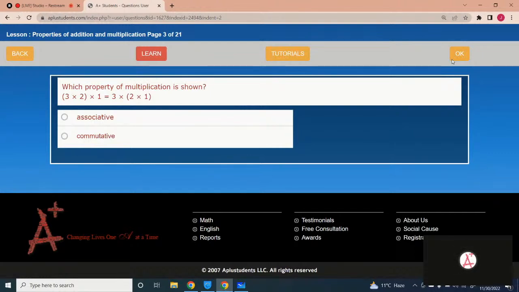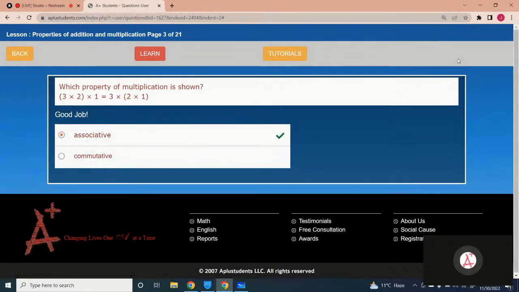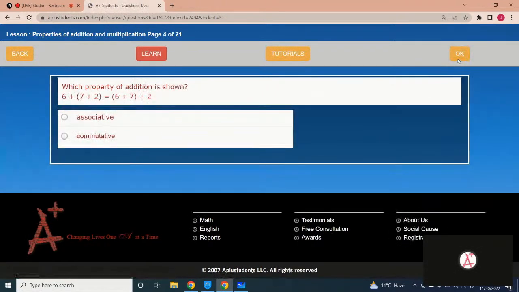It is the associative property. Got it? Yes, very good. It is the associative property. In associative property, three numbers are involved on both sides. The numbers are exactly the same. The order, basically that's the order. So order doesn't matter in addition and multiplication. Got it?